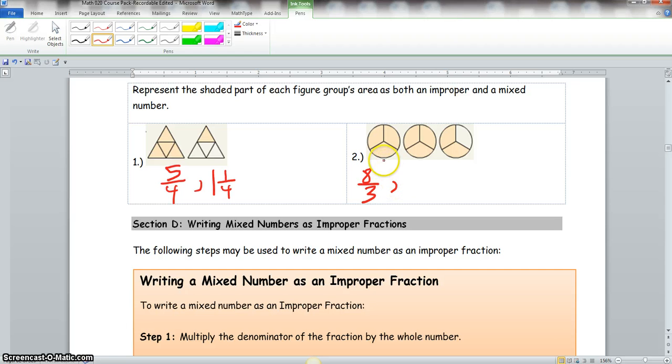Now we want the mixed number. So we look here. We have 2 figures shaded all the way, so we know that our whole number would be 2. And for our fraction, our denominator would be 3, and our numerator would be what's left over, which is 2, left over as far as being shaded. So 8/3 and 2 2/3 is the answer for number 2.